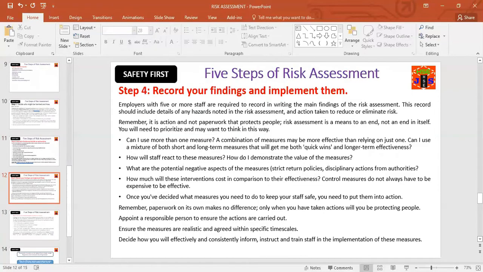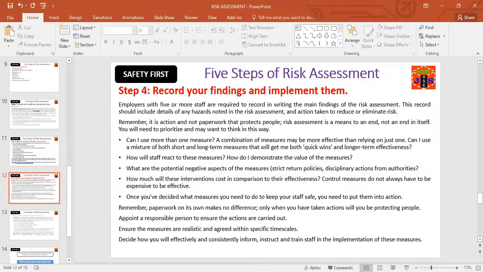Step number four: once you identify the hazards, you identify who is being harmed and how, then you find the existing control measures and the gaps in between. Now you have to record your findings and implement. This is the fourth step of the risk assessment. Employers with five or more staff are required to record in writing the main findings of the risk assessment. This record should include details of any hazard noted in the risk assessment and action taken to reduce or eliminate risk. Remember, it is action and not paperwork that protects people. Risk assessment is a means to an end, not an end in itself.